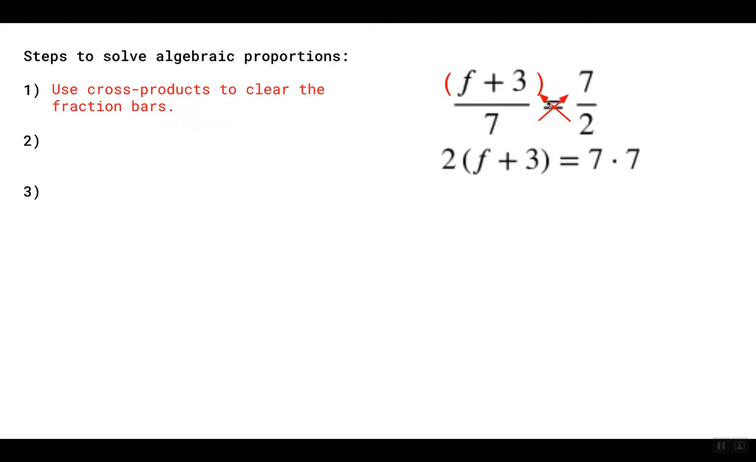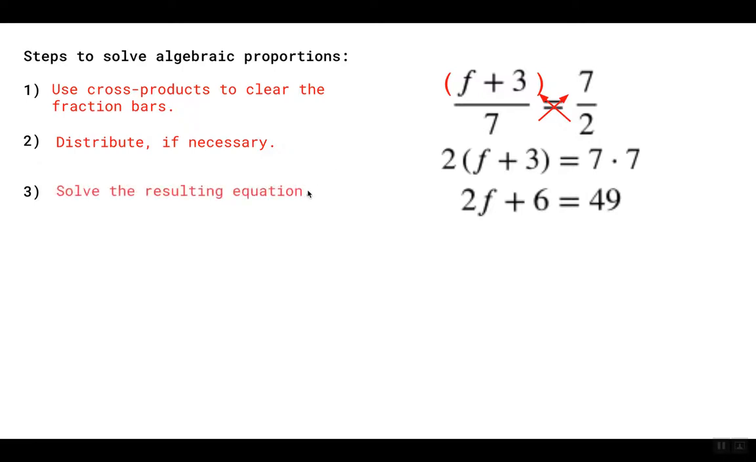Okay, so I multiplied across this way, I multiplied across this way. The next step is to distribute. You might have 1 or 2 distributive property to take care of, and we do here. So 2 times f is 2f, 2 times 3 is 6, and of course 7 times 7 is 49. Now you have an equation to solve. This is no big deal. I'm going to subtract 6 from both sides. I get 2f equals 43.